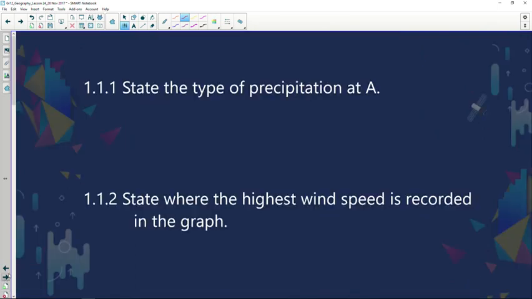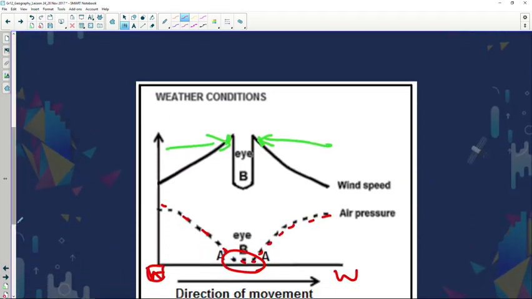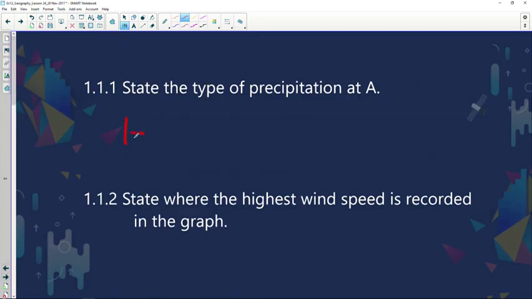Our first question, state the type of precipitation at A. Now, if you look at tropical cyclones, they are quite devastating, they cause great devastation. So what type of precipitation will we find at A? Definitely heavy rainfall. And that will be your correct answer. Now, tropical cyclones are associated with a lot of rainfall over a very short period of time and very strong winds.